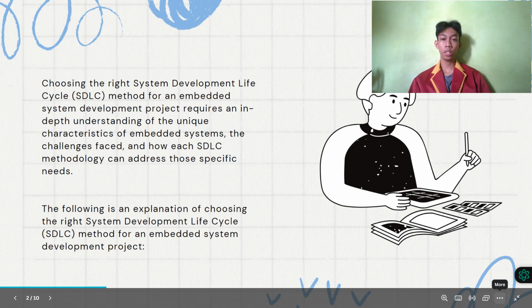Choosing the right system development life cycle (SDLC) method for an embedded system development project requires an in-depth understanding of the unique characteristics of embedded systems, the challenges faced, and how each SDLC methodology can address those specific needs. The following is an explanation of choosing the right SDLC method for an embedded system development project.